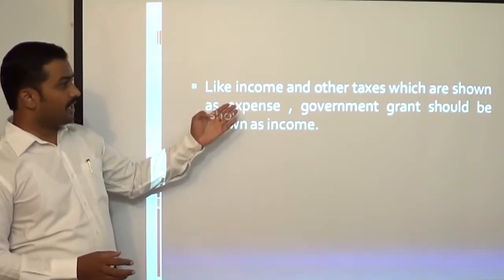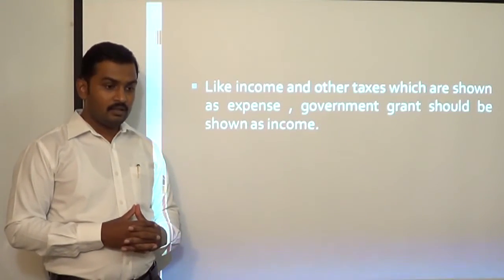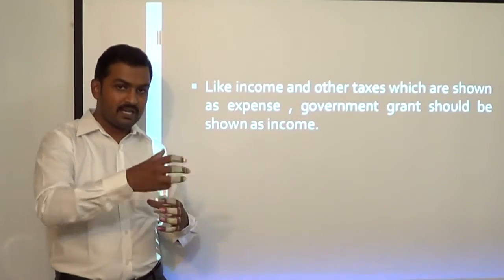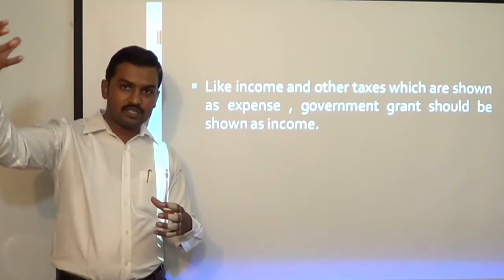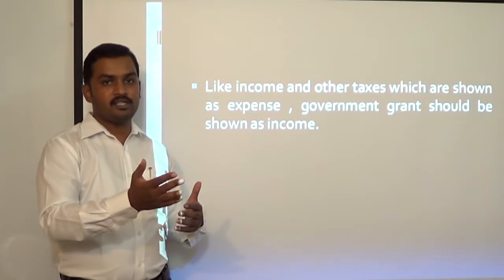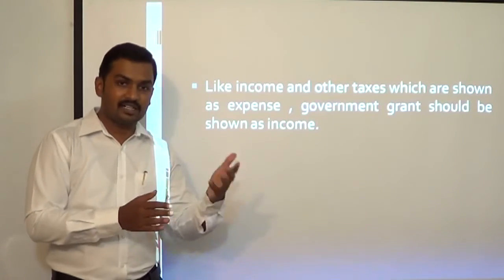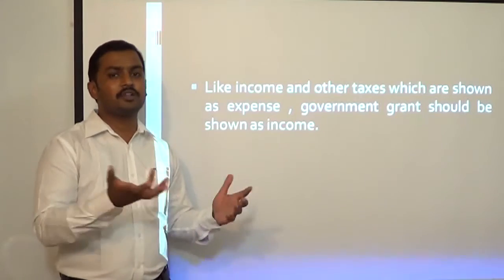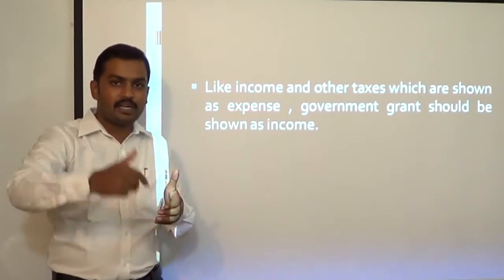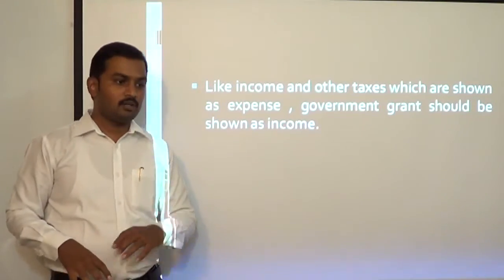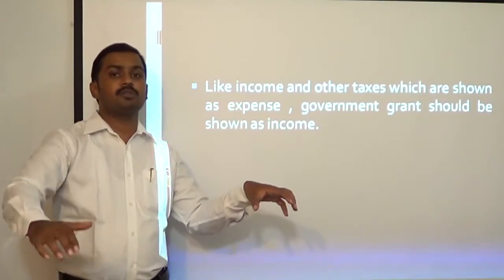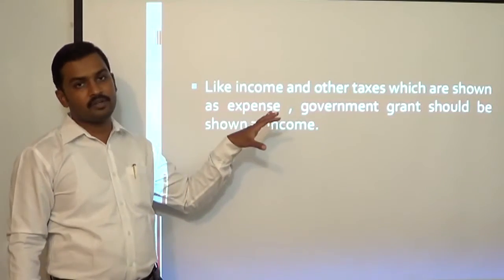Next, income taxes, other taxes which are paid because of the fiscal policies of the government. We pay income tax, we pay other taxes because of the fiscal policies of the government. Government grant is also an extension of that fiscal policy. So similar to income taxes, other taxes which we debit to P&L account, government grant should also be treated as income. That is the argument. We are showing them in P&L account. So why not government grant, which is also an extension of the fiscal policy. Hence government grant should also be credited to P&L account. That is the argument in favor of the income approach.